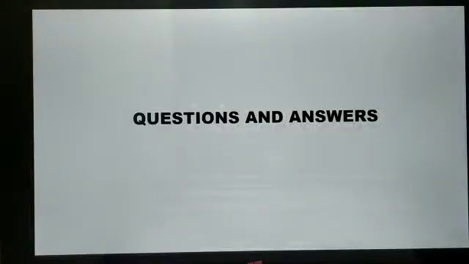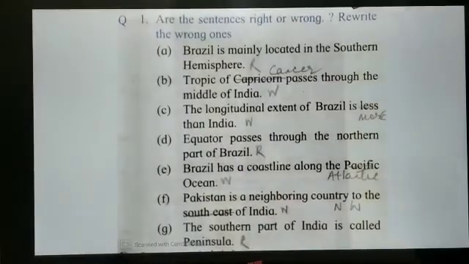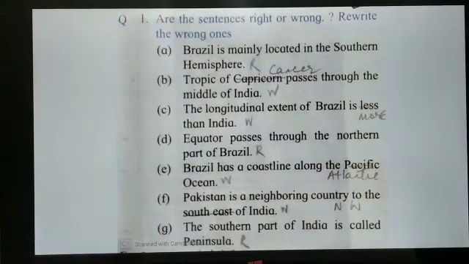Now coming to question answers part. Here I am going to show you question answers of your textbook of your lesson number 2, location and extent. Before proceeding to our question answers, I am going to show you the answers slide for 15 seconds, so that you can take screenshots for each answer.